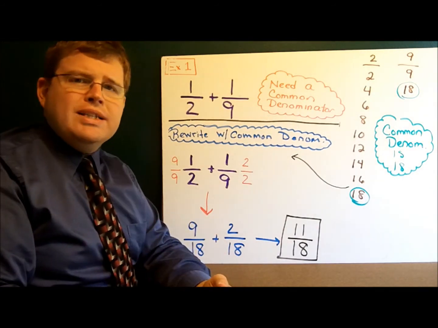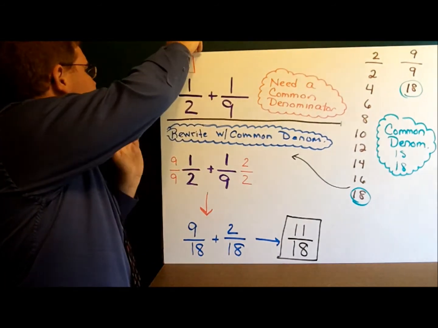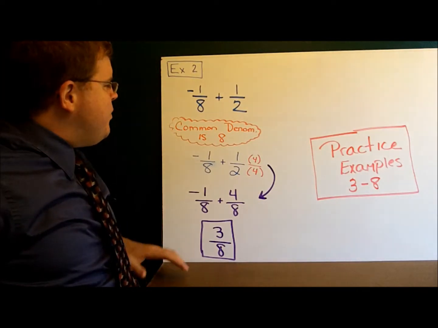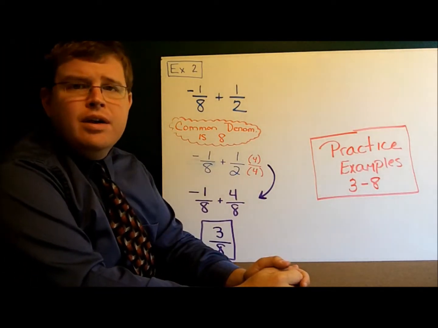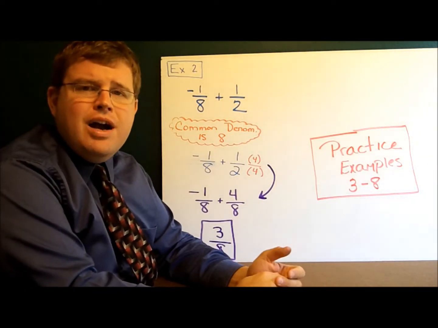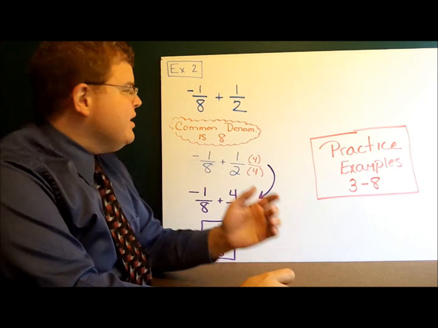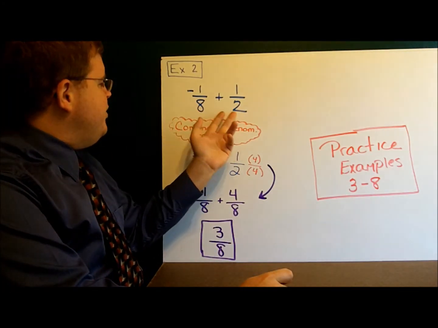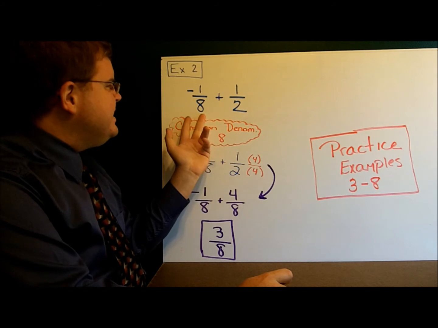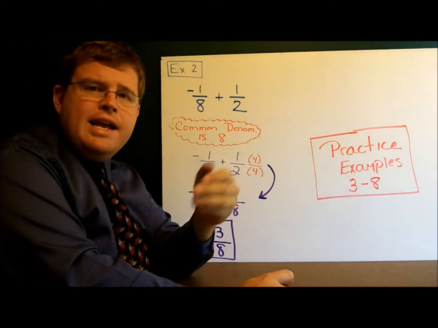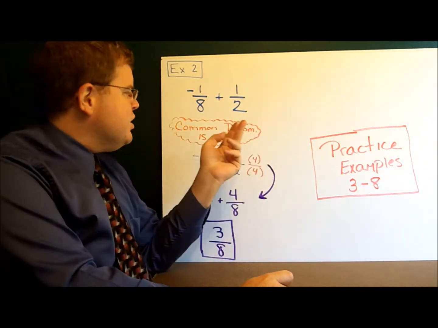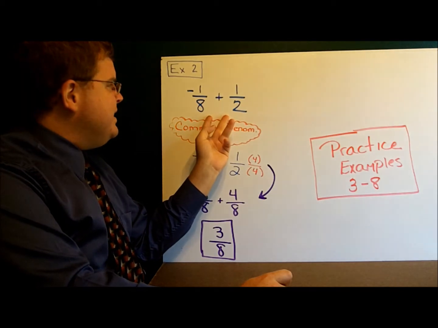Let's look at one more example with addition. Negative 1/8 plus 1/2. Once again, I see I don't have a common denominator, but the smallest number that 8 and 2 happen to go into is 8. 8 goes into 8, 2 goes into 8. So my common denominator will be 8.